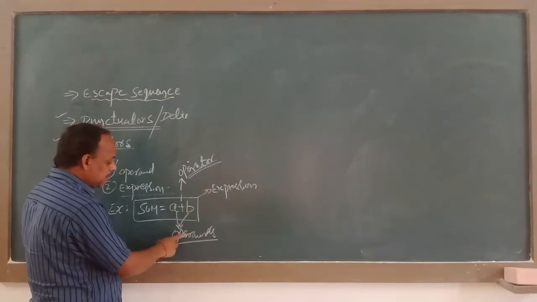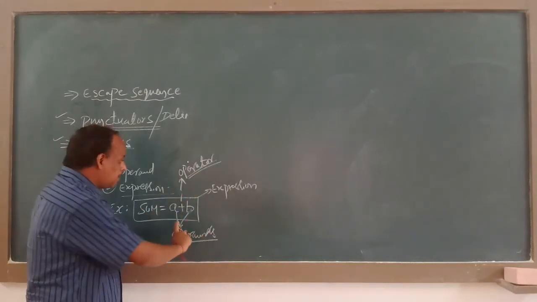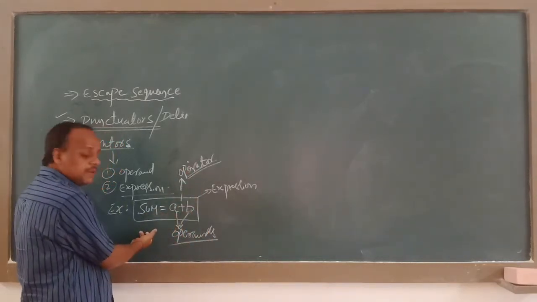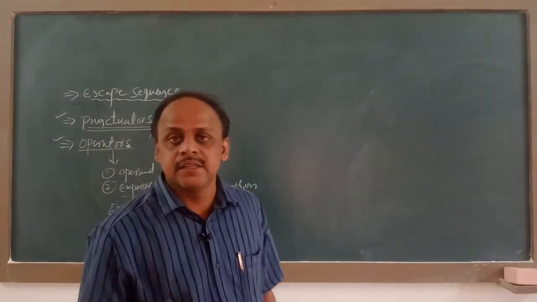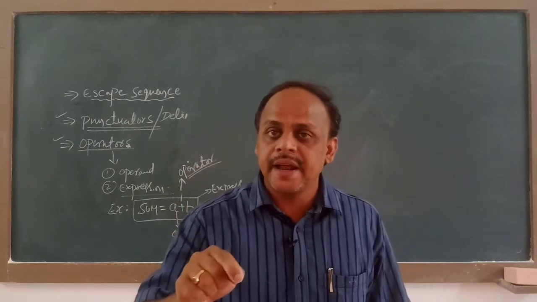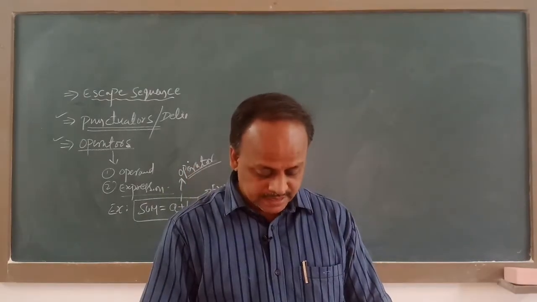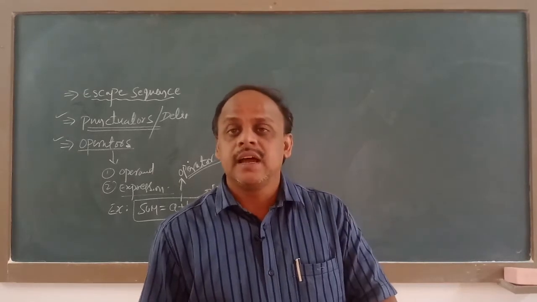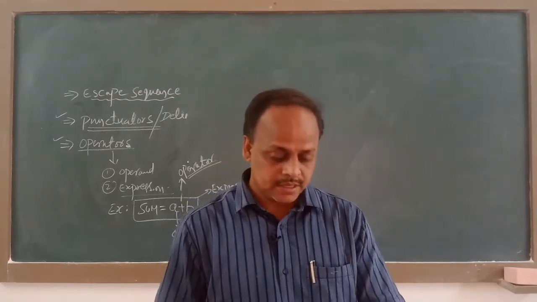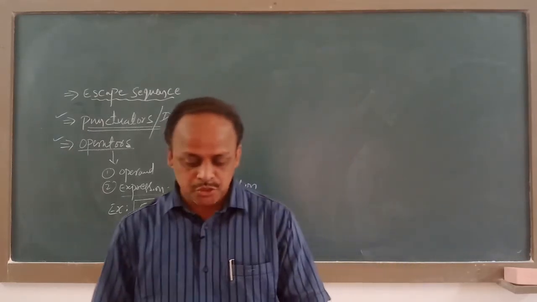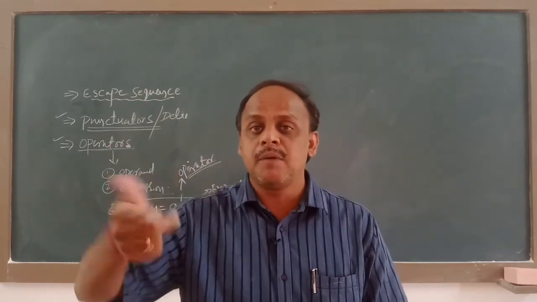So what is meant by operands? Operands are variables or values combined with an operator to give some result, right? So that is nothing but operands. So this is operator, operands and expression. Now let us see the classification of C++ operators, right? The below structure shows the classification of operators based on operands.